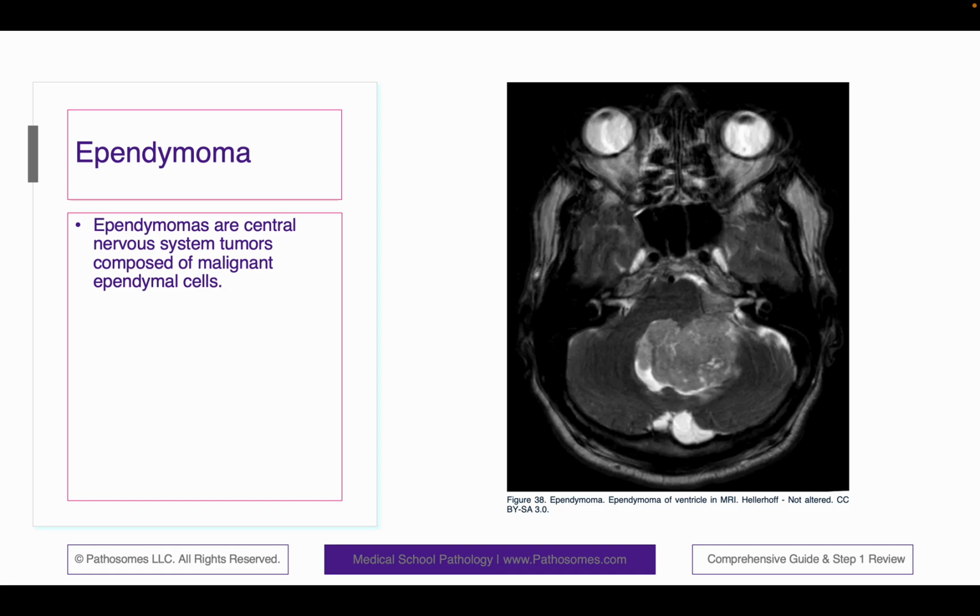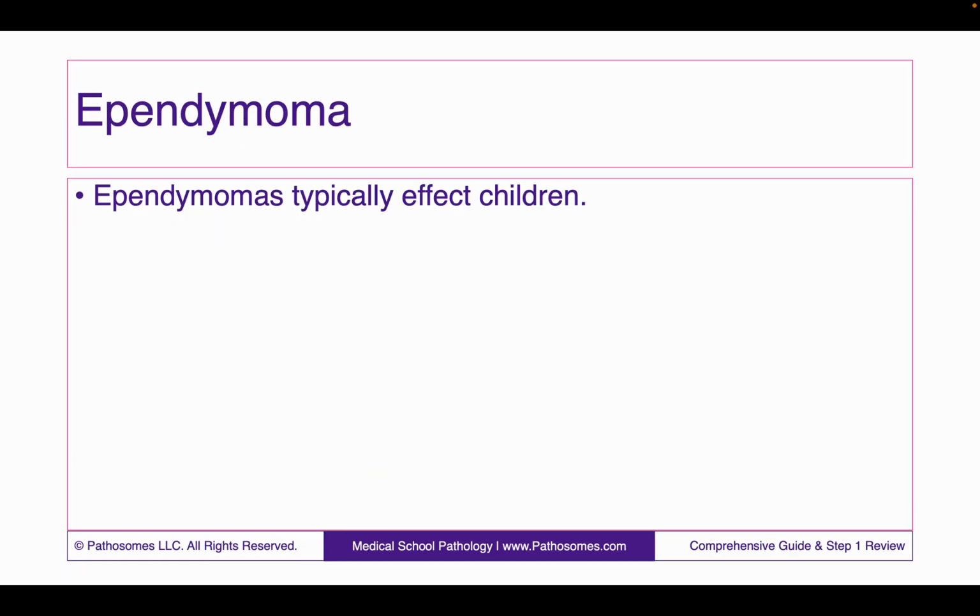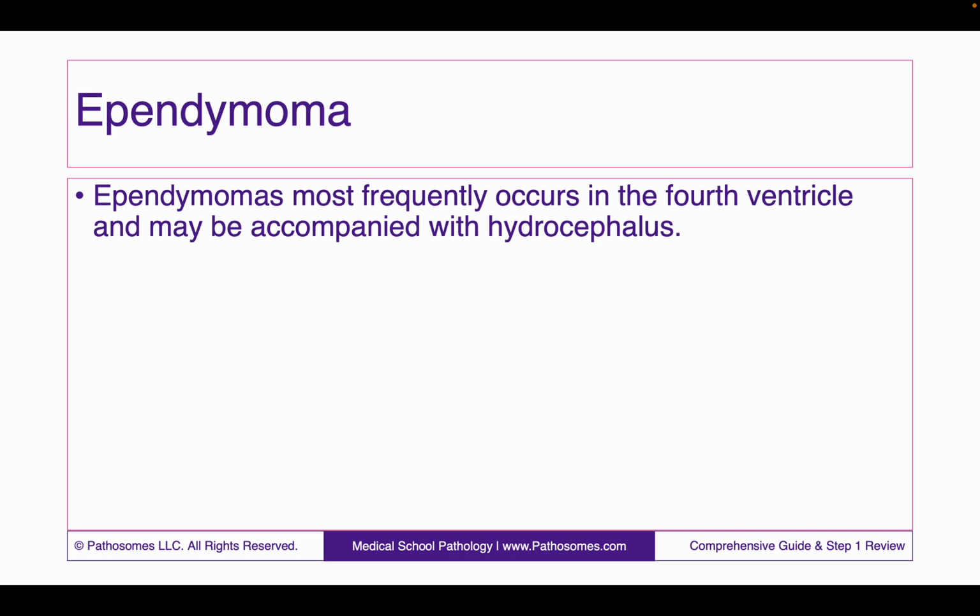Now let's talk about ependymoma. Ependymomas are central nervous system tumors that are composed of malignant ependymal cells. Ependymomas typically affect children, and they most frequently occur in the fourth ventricle. Hence, they may be accompanied with hydrocephalus.